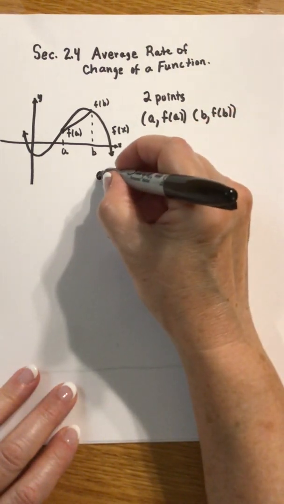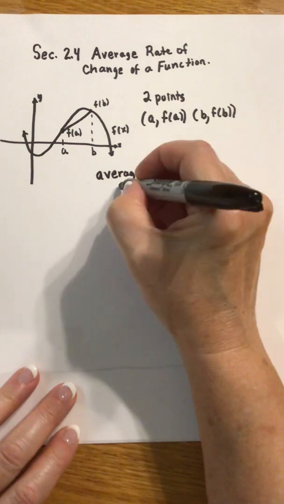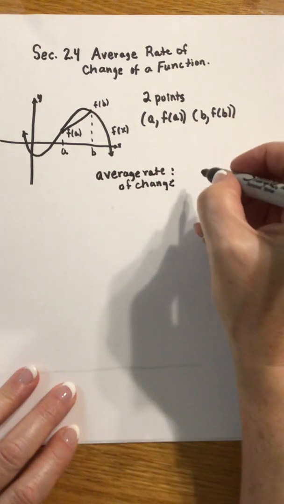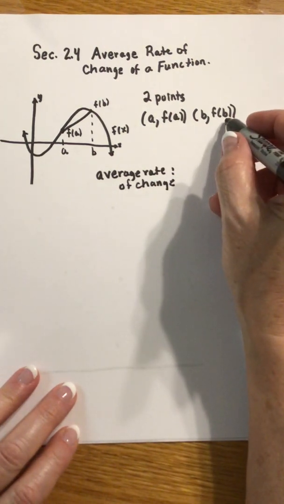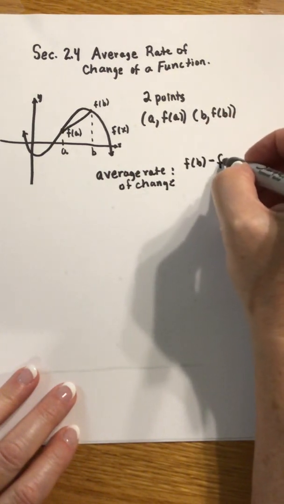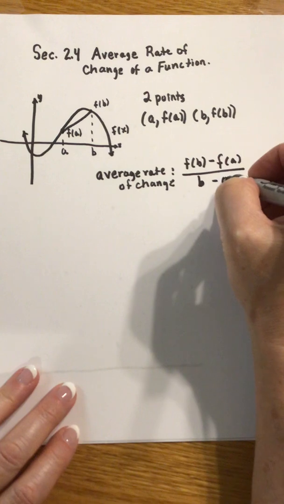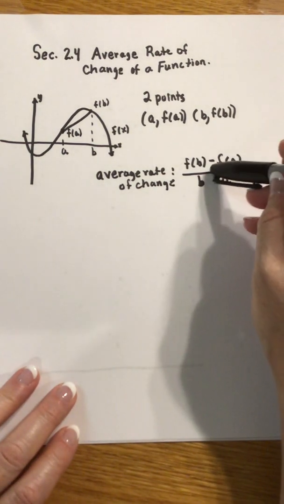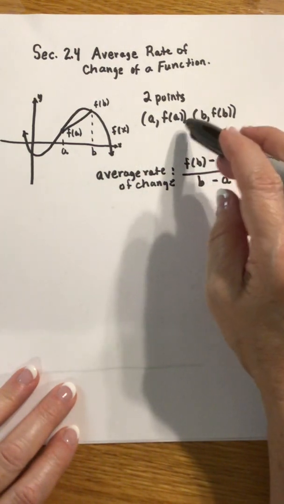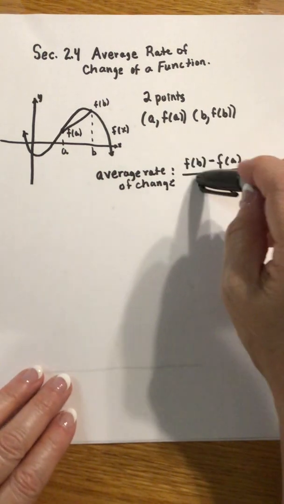So the formula for average rate of change then would be the difference between the y's. So we're going to start out with f of b minus f of a over b minus a. So it's like saying y sub 2 minus y sub 1 over x sub 2 minus x sub 1, because the a and the b are the x's, and the f of a and f of b are like the y's. So this is the average rate of change.